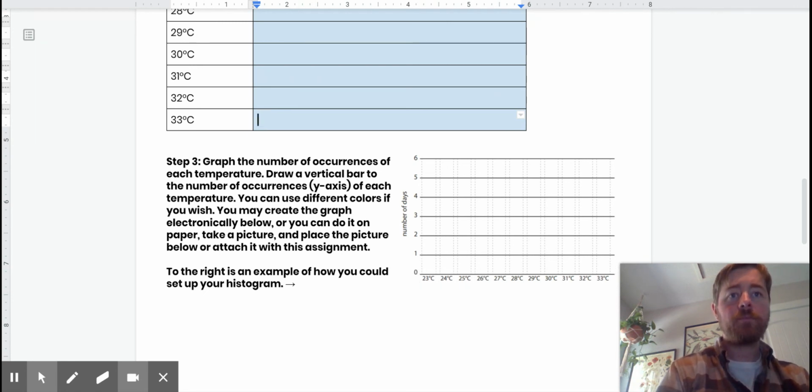Okay. You can use different colors if you wish for your bars. You may create the graph electronically, or you can do it on paper, totally up to you. Take a picture, and then you can copy and paste that picture into this doc or whatever doc you're using to turn in your assignments. Whatever way works best for you, just try to keep your graph with the rest of your work.